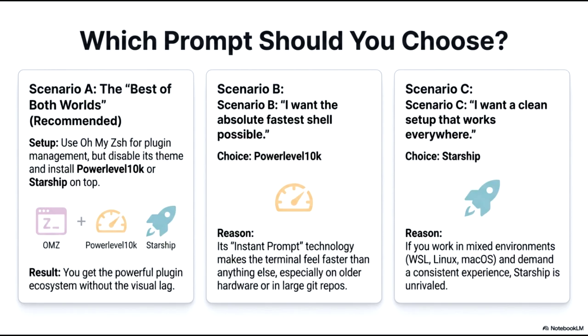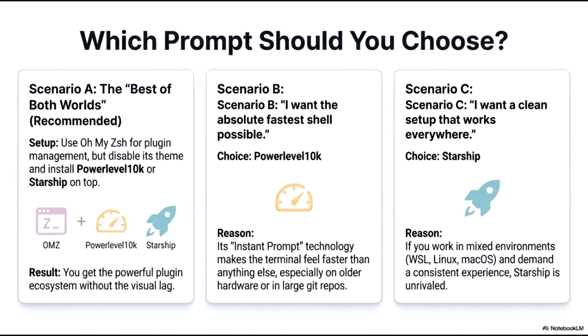Scenario A represents the best of both worlds and is the recommended approach for most users. In this setup, you use Oh My Zsh strictly for its robust plugin management, but disable its default themes. Instead, you install PowerLevel 10K or Starship on top. The result is access to a powerful plugin ecosystem without the visual lag often associated with traditional themes.